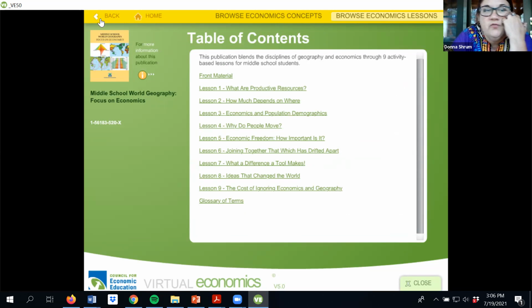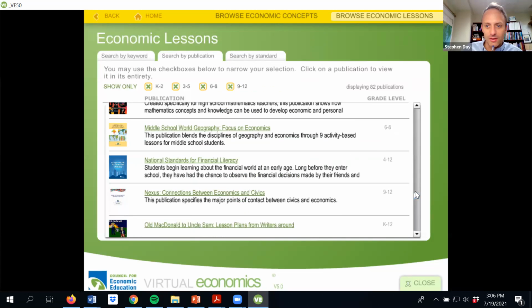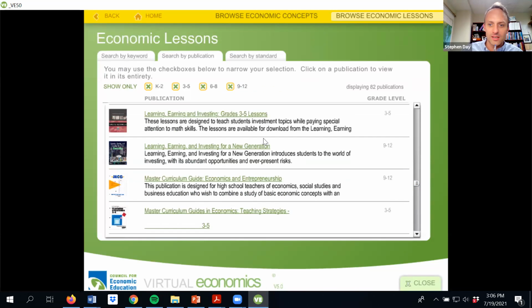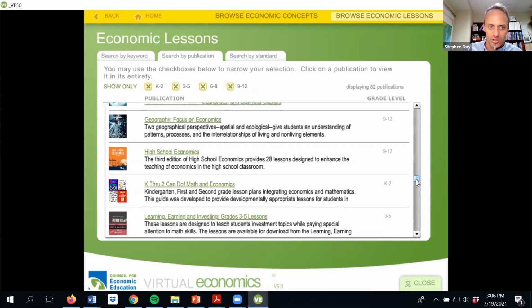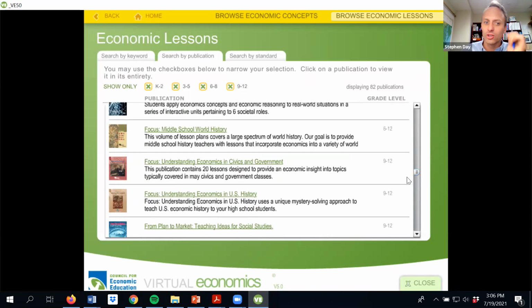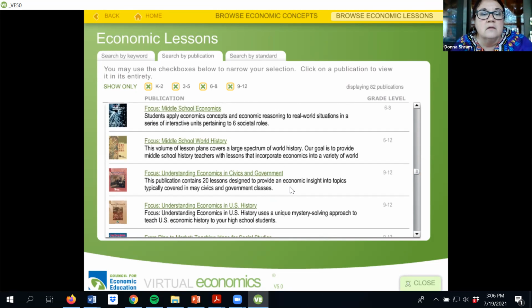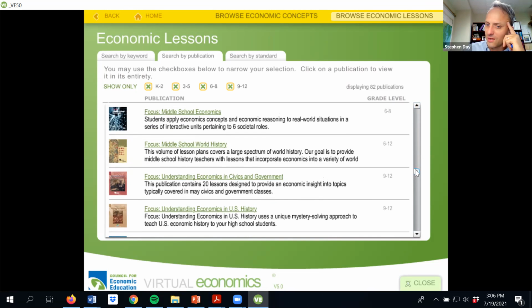Which book did you say was the good one for American government? It's under Focus. If there's a particular topic one, it starts with an F because there's this Focus series. So always look under F for Focus. This one right here, Focus: Understanding Economics in U.S. History. And that's a good one for government? Actually, it is pretty good for government. Obviously, Understanding Economics and Civics in Government is good for government, especially if it's a standalone government class. Like I said, it can be a little on the sophisticated side for some of your C and E classes, but you definitely can find things that are worthwhile in that book.